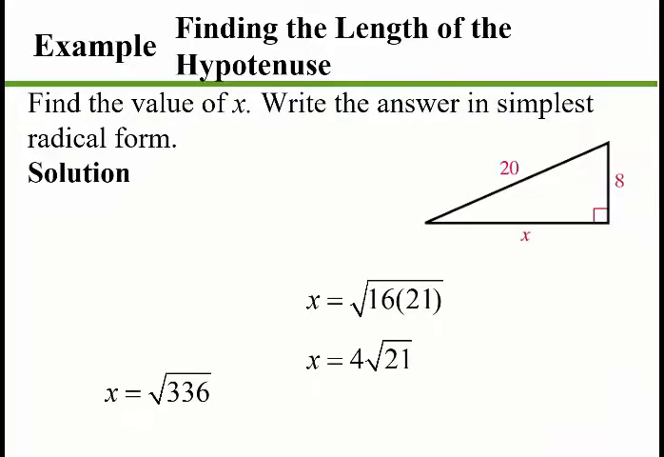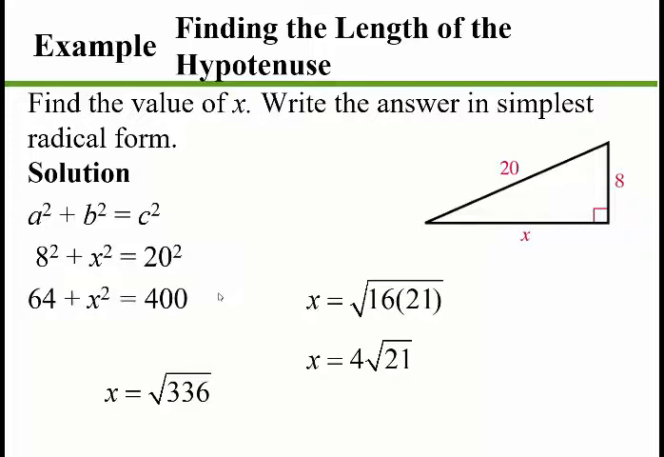All right, let's do another one. Ignore this writing here for now. That'll come into play in a second. Let's find the value of x, this leg here, and write the answer in the simplest radical form. Notice that x is a leg. We know the hypotenuse and one of the other legs. So I'm going to use a squared plus b squared is equal to c squared. Plugging in 8 squared plus x squared is equal to the hypotenuse squared, 20 squared.